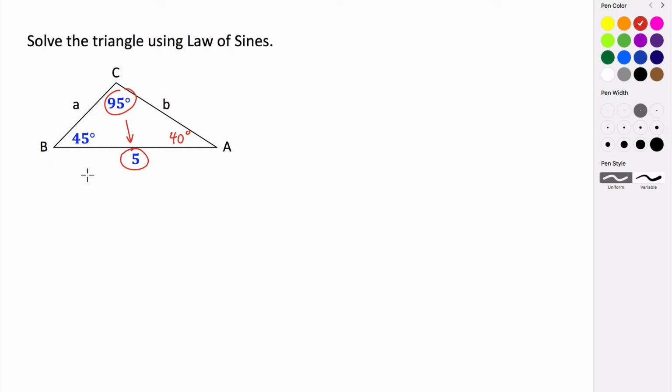Now let's find either side A or side B. It doesn't really matter. I'm going to start with side B because I'm going to use the information we were given from the beginning. To find side B, we use the law of sines. It says the sine of 95 degrees divided by 5 equals the sine of 45 degrees divided by B.